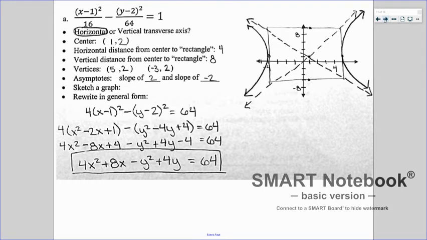All right, next one. Now we give you the equation, have you pick out some different parts. So this one, we realize it's going to be horizontal. x squared is positive, y squared is negative, centered at 1, 2. Horizontal part of the rectangle is going to be 4. Vertical part of the rectangle from the center is going to be 8. So I'm going to go from 1, 2, left and right 4, up and down 8. So the actual vertices are going to be 4 left of 1, 2, and 4 right of 1, 2.